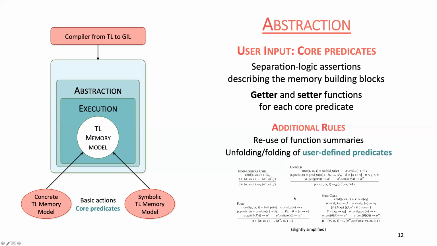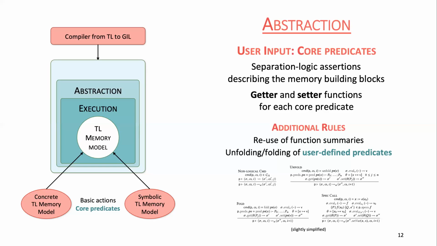We have additional rules that we need to add to the underlying basic symbolic execution tool. And in particular, we reuse function summaries because now we're in verification land. And we also fold and unfold user-defined predicates. And this is where a lot of the work has to be done. So you've got these core predicates then and the underlying heap cells. This is the sort of starting point.